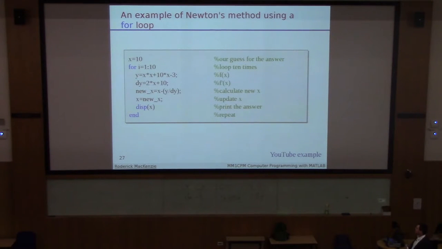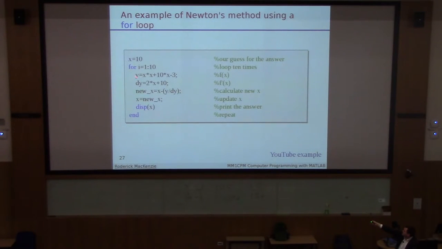And we can do this in MATLAB incredibly easily. So here's x equals 10. Okay? So this is our first guess. Then we've got a for loop from here to here. So this will go i equals 1, i equals 2, i equals 3, 4, 5, 6, 7, 8, 9, 10. So we repeat it 10 times, okay? So we're evaluating this equation 10 times.